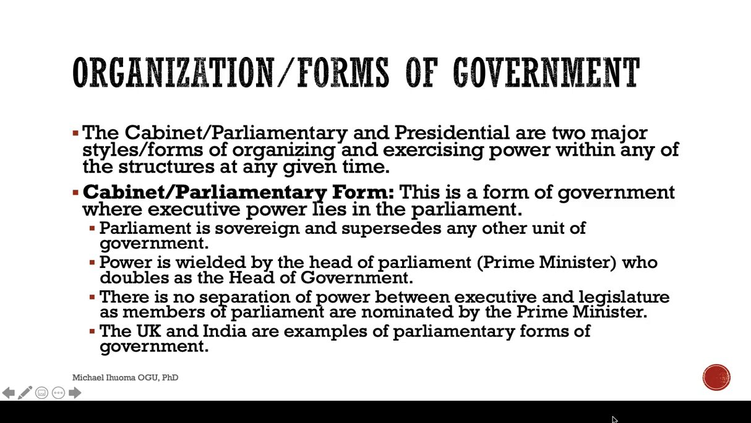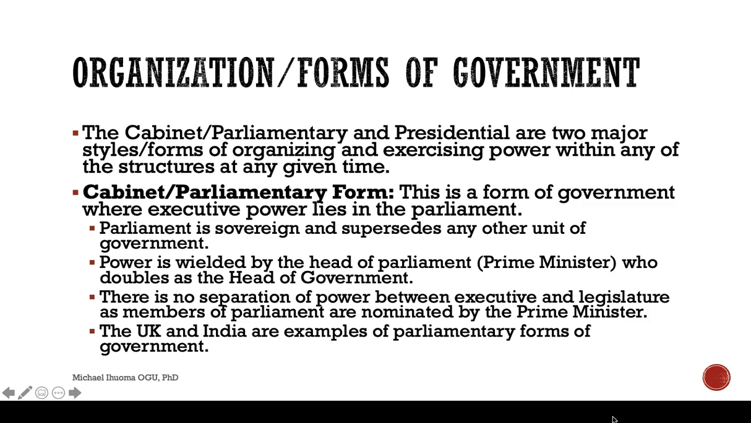Two forms or styles of governance, of organizing and exercising power within the structures that we have just mentioned, are the parliamentary or cabinet and the presidential forms or styles of government. All right. So we're saying that for any structure of government that a state adopts, that structure is organized in one of these two forms or styles.